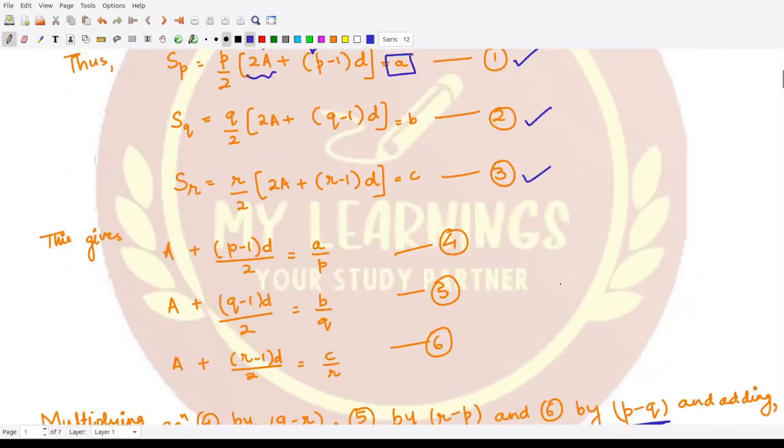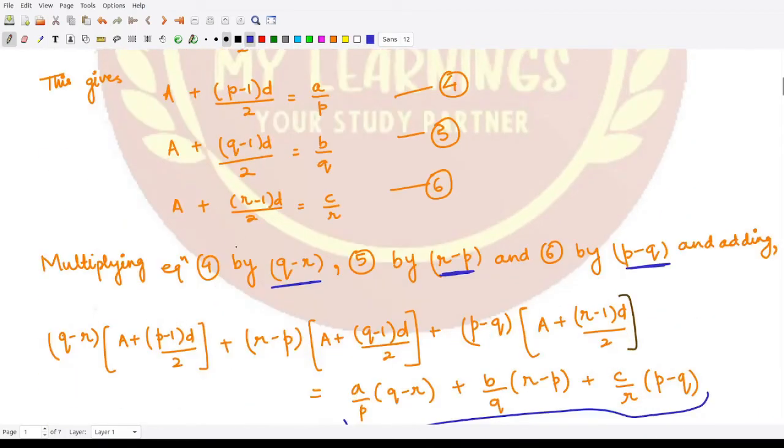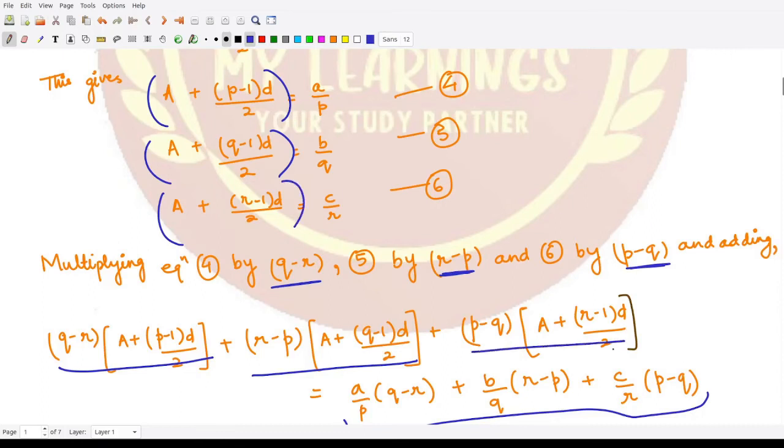So we need to solve this in order to show that it is 0, right? So basically what do we have? We have the whole of this thing multiplied with Q minus R, this is it. Another whole of this thing multiplied with R minus P, and the whole of this thing multiplied with P minus Q, this is this expression.